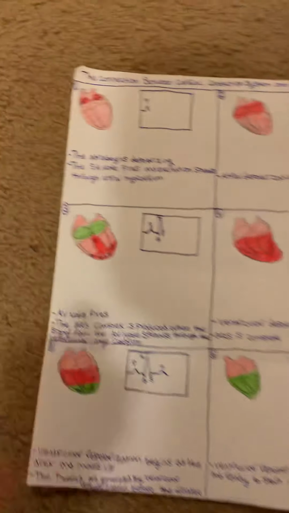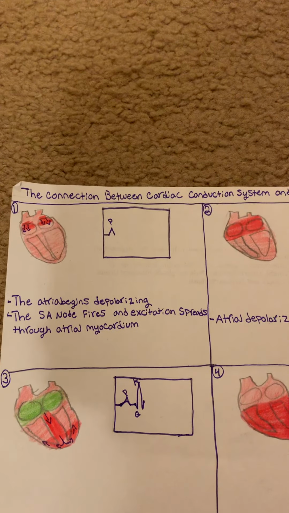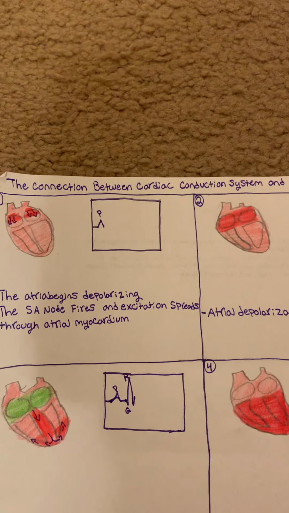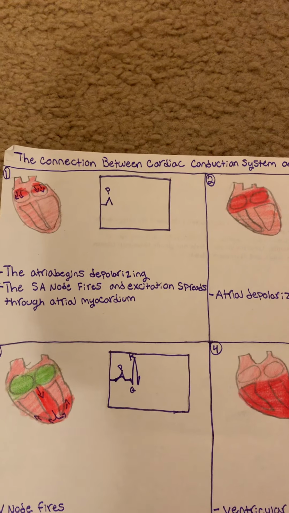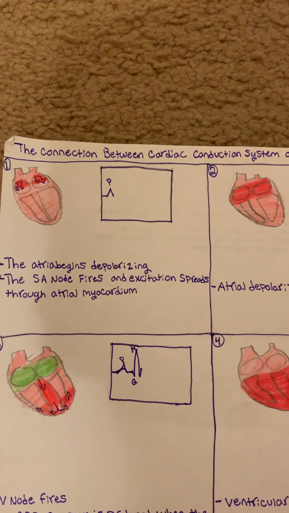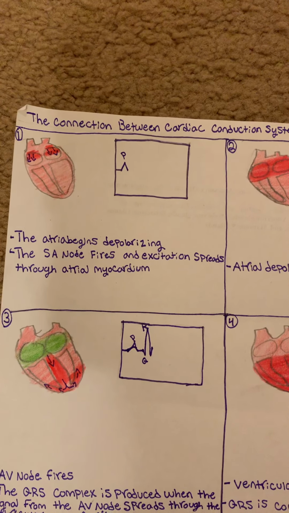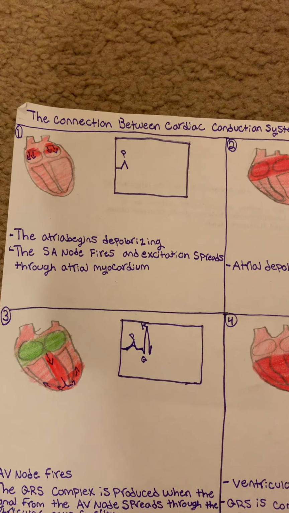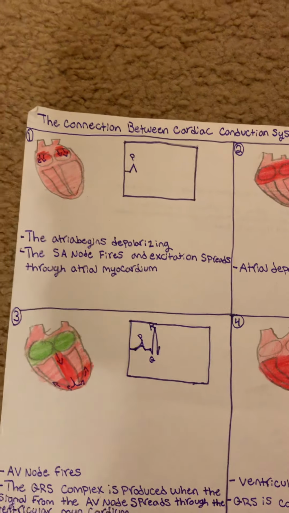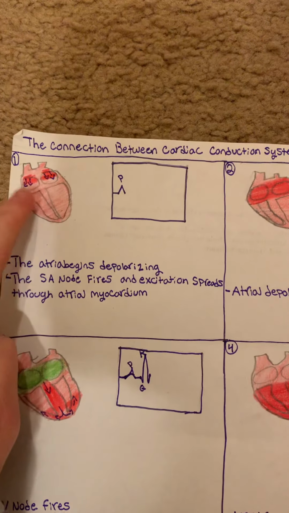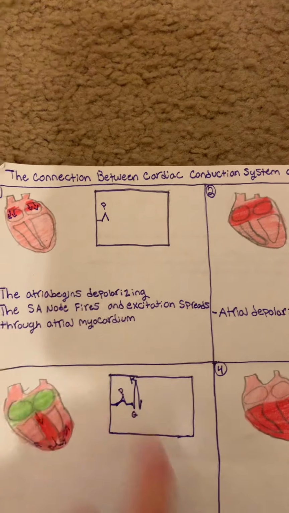In the first cycle, so this one right here, the atria begin to depolarize and the blood flows down into the SA node, where its excitation spreads through the atrial myocardium, and this starts the P wave on the electrocardiograph. So the blood is flowing down into the atria, and that created that P wave on that graph.